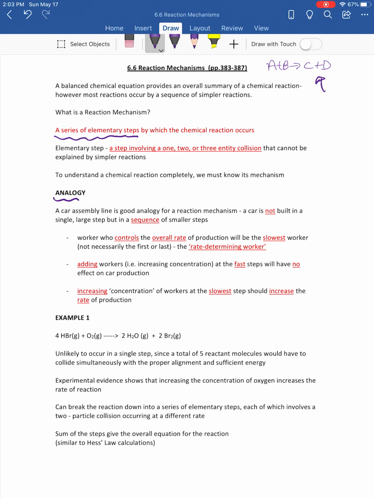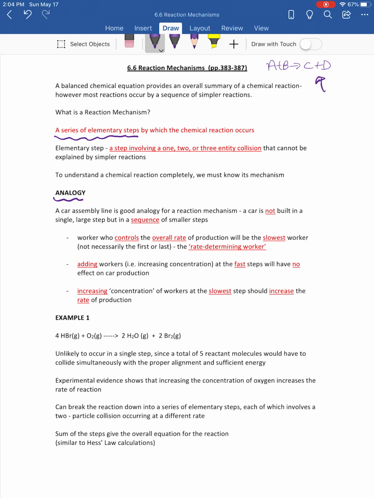Okay, so if we take a look at an analogy, a car is not built in one large step, but a sequence of smaller steps. So you've got a worker who controls the overall rate of production, will be our slowest worker. And he or she doesn't have to be the first person on the line or the last person on the line. It could be at any point on the line. It's just whoever is the slowest worker on that line is the one who determines the rate.